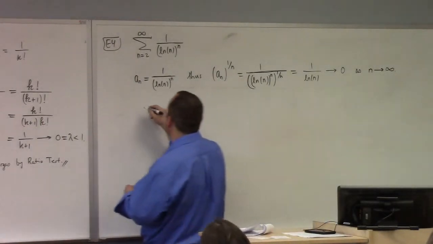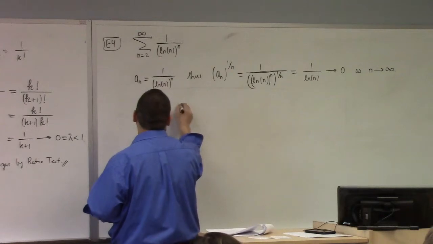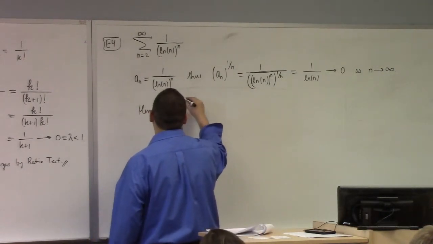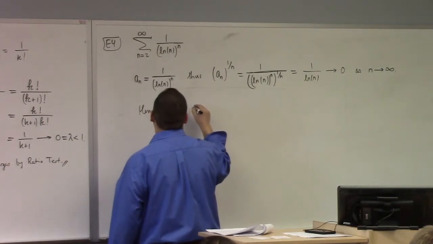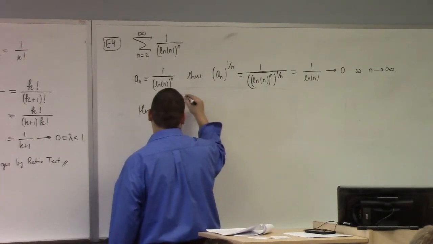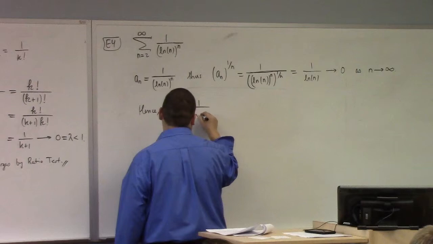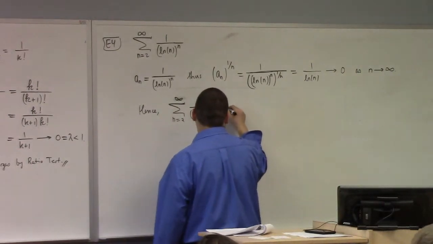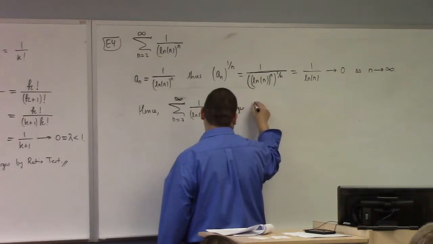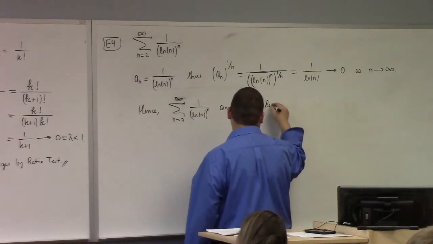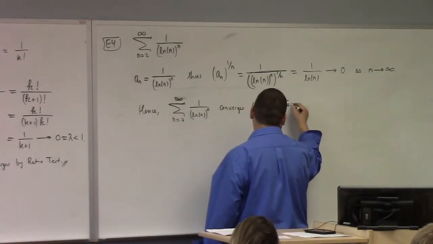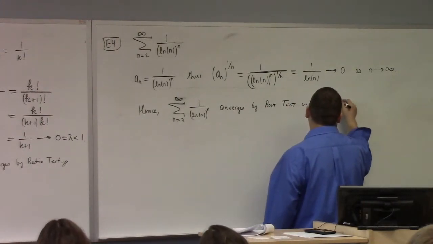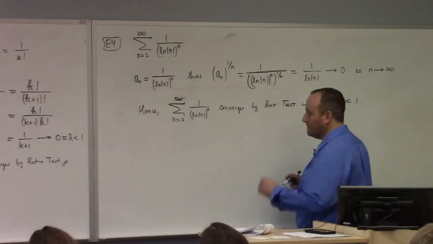Hence, the sum, n equals 2 to infinity of 1 over the natural log of n to the n power converges by root test, with rho equal to 0, which of course is less than 1.